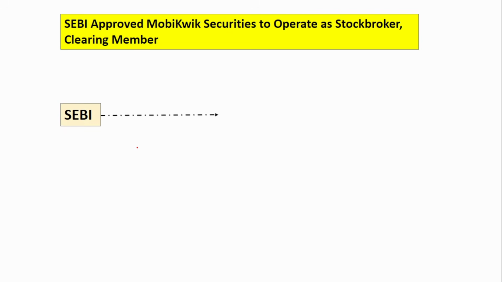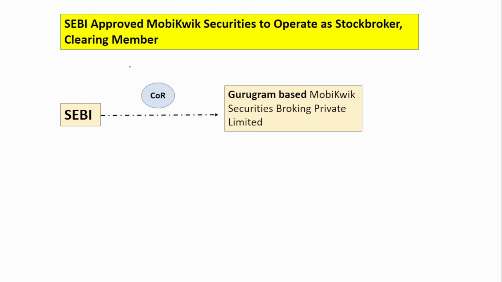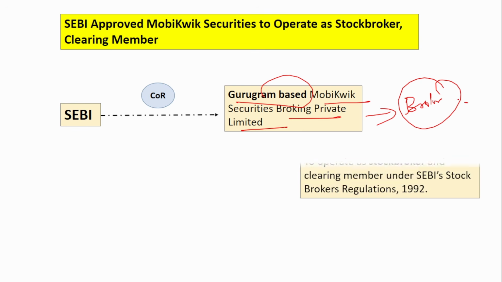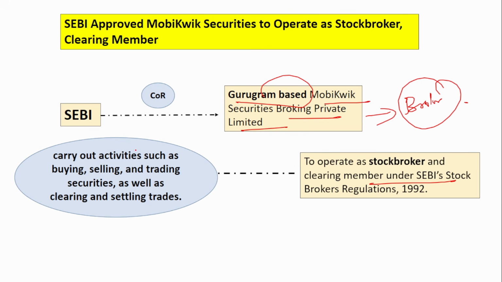Next is Sebi has approved or given the certificate of registration to the Gurugram-based MobiWik Securities Broking Private Limited. Why? After getting this certificate, it can now act as a stockbroker. So what can the stockbroker do? They can operate as a stockbroker and a clearing member. So they can basically carry out activities such as buying, selling, trading security.